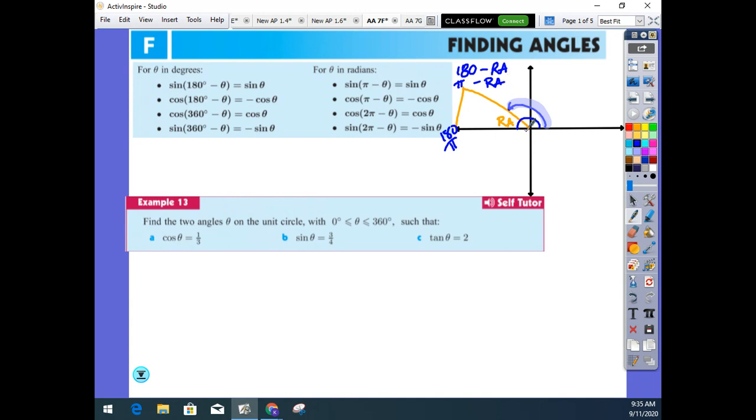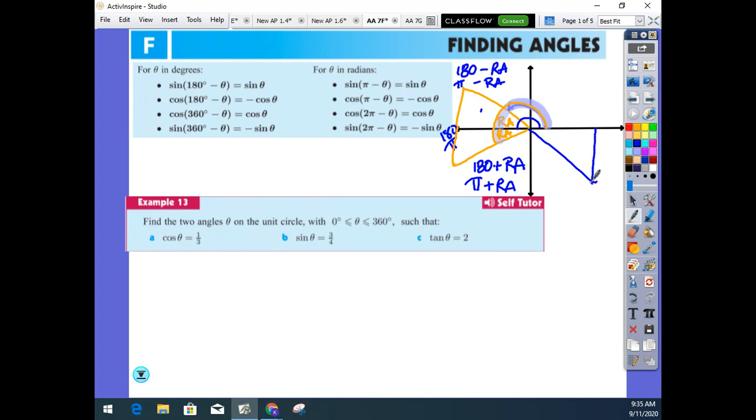Now, what if my angle's over here? Let me keep my colors. If I want to find this angle, and this is still my reference angle, this time I'm going to take 180 plus the reference angle. If you're in the third quadrant, you're going to take 180 plus the reference angle, or pi plus the reference angle. So notice if you're in the second or the third quadrant, you're always going to use 180 or pi. If you're in the first, that's just your answer.